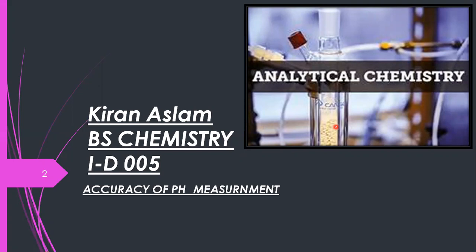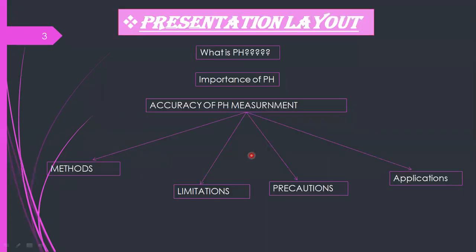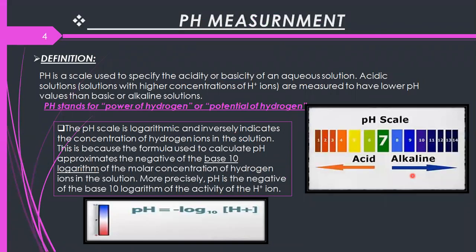Today I am going to give a presentation on analytical chemistry, and my presentation topic is accuracy of pH measurement. First I want to tell you the presentation layout. First we will discuss what pH is, then I will tell you its importance, and in accuracy of pH measurement we will discuss some methods, limitations, precautions, and then its applications.